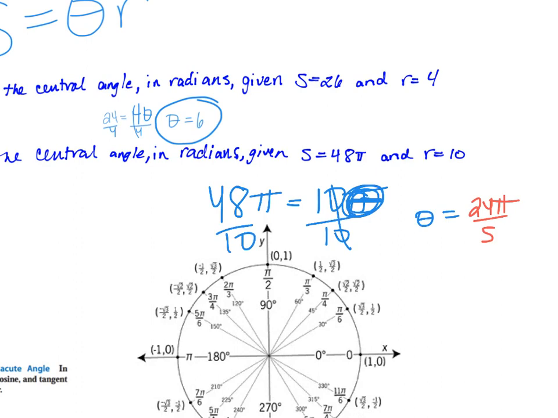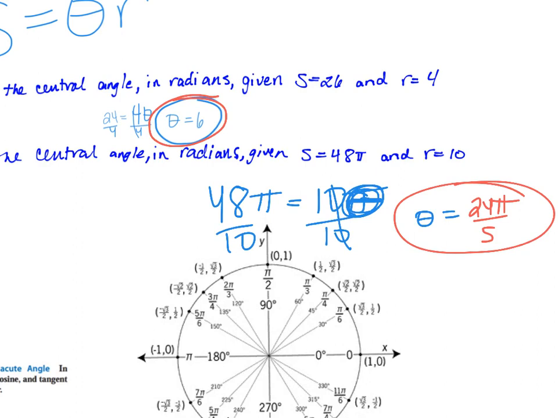If you put 4.8, is that still right? I don't care what you put. You need to pick the right answer. Do you see the difference in those two answers? One has pi and one doesn't, but they're both in radians.